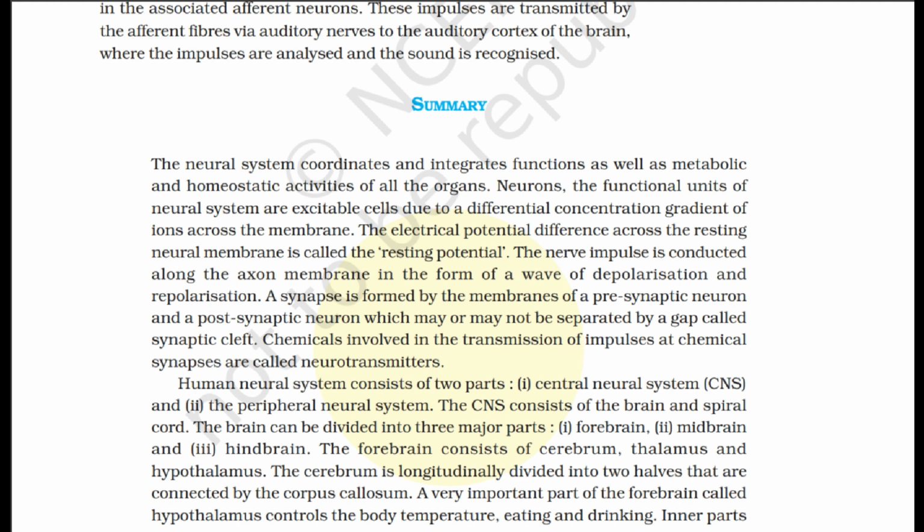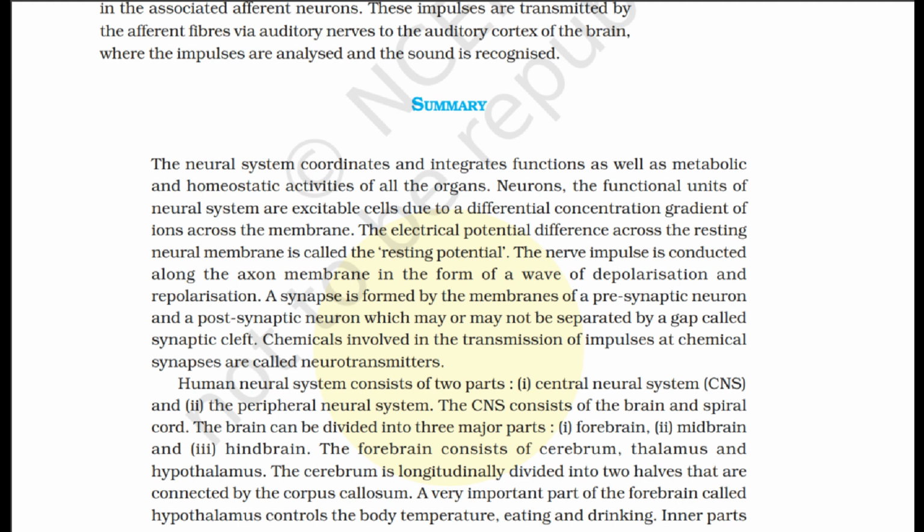Summary. The neural system coordinates and integrates functions as well as metabolic and homeostatic activities of all the organs. Neurons, the functional units of neural system, are excitable cells due to a differential concentration gradient of ions across the membrane. The electrical potential difference across the resting neural membrane is called the resting potential. The nerve impulse is conducted along the axon membrane in the form of a wave of depolarization and repolarization.